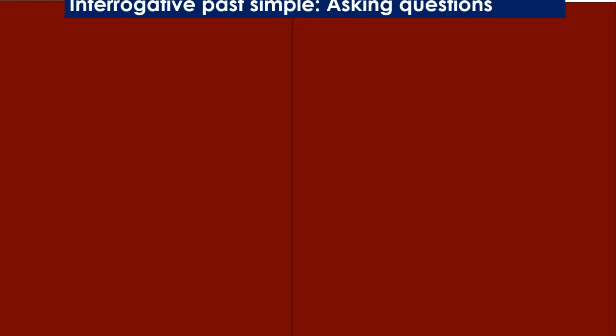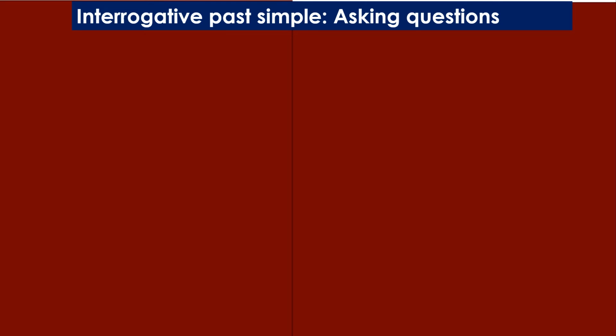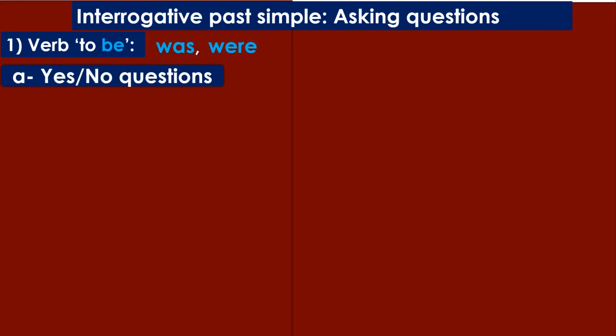Let's now talk about interrogative past simple. We're asking questions in the past simple. Let's see how we ask questions in the past simple. Okay, I'm going to start with verb to be. And as you know, in the past simple we have was and were. Okay, so let's start by asking yes no questions.